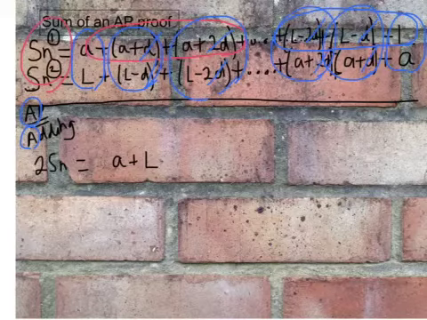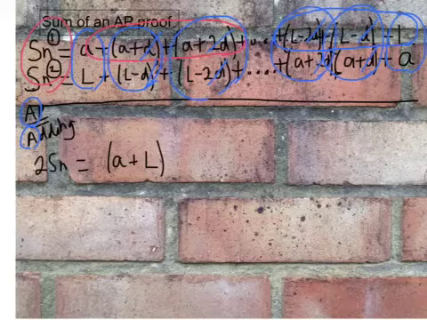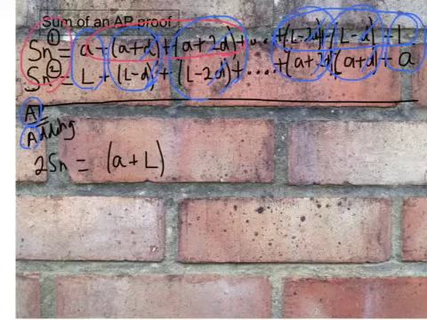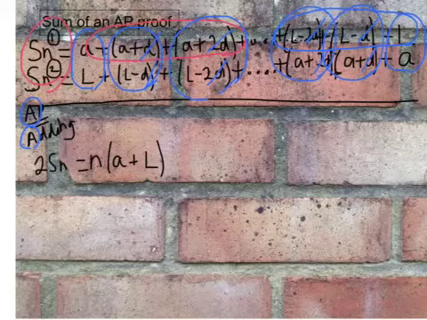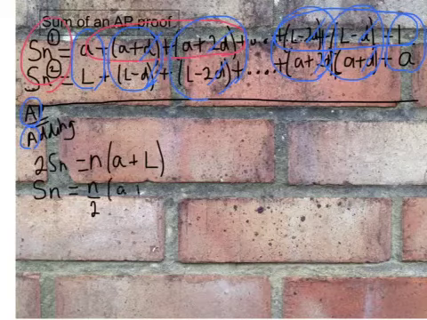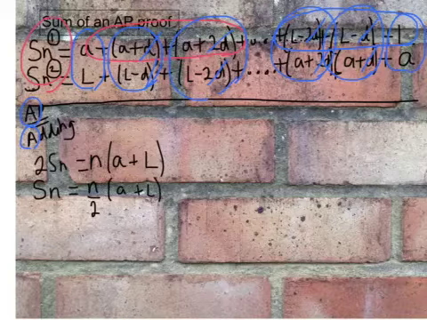So how many A plus L's are we left with? If there were 5 numbers in the sum, we would have 5 A plus L's. If there were 10 numbers, we'd have 10. So I've got n numbers in my sum, so I'm left with n lots of A plus L. Next, I'm going to divide both sides by 2, so I end up with n over 2, first plus last. Now that is the sum formula, but they're going to want us to take it a little bit further.